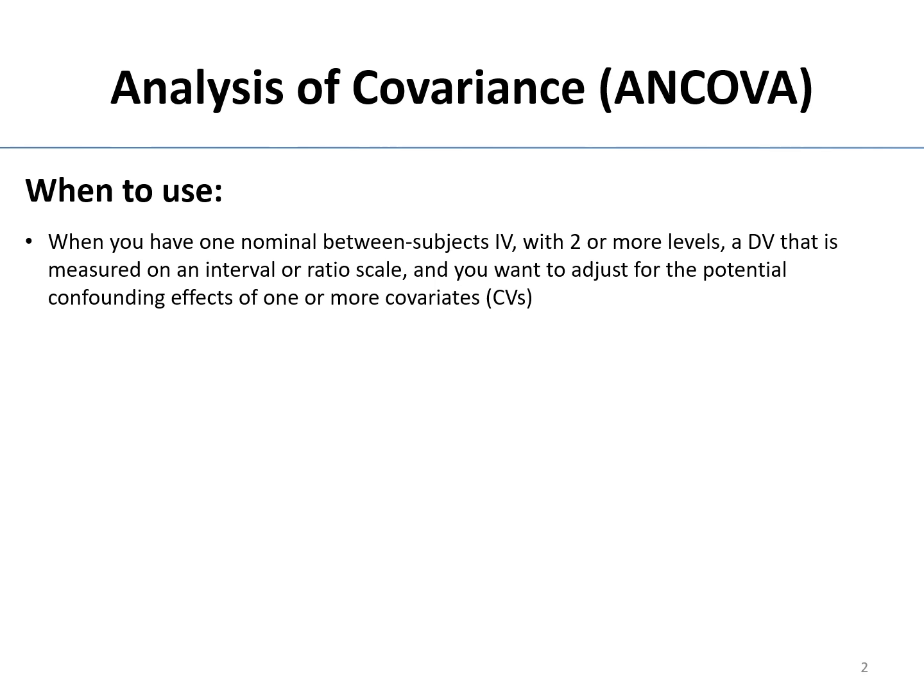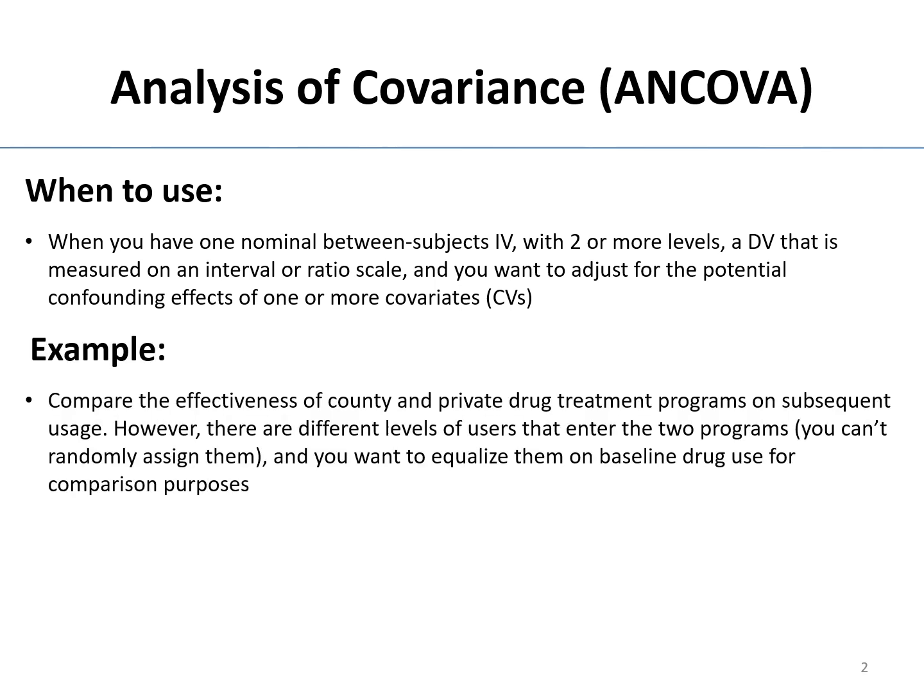But in this case, you want to adjust for the potential confounding effects of one or more covariates, so other variables that might otherwise mess up your study, confounders, if you didn't adjust for them. So, for example, let's say you want to compare the effectiveness of a county program and a private program for drug treatment, and you want to see how they affect subsequent drug usage. However, there are different types of users that enter the two programs, and you can't randomly assign them.